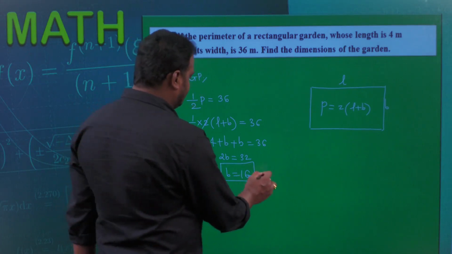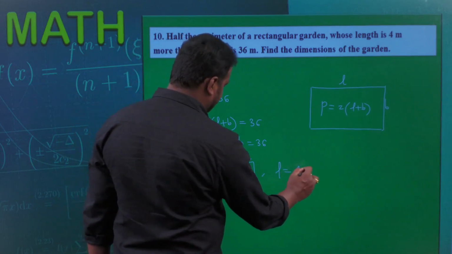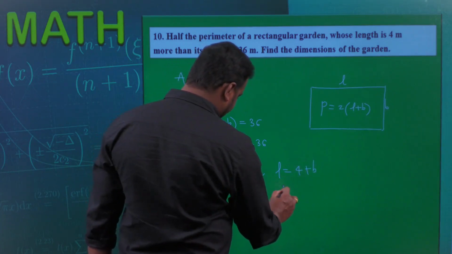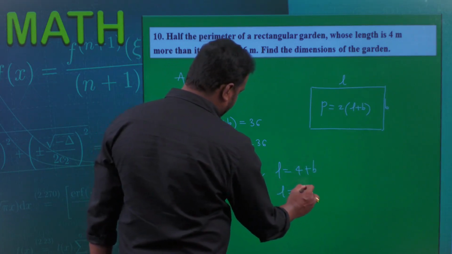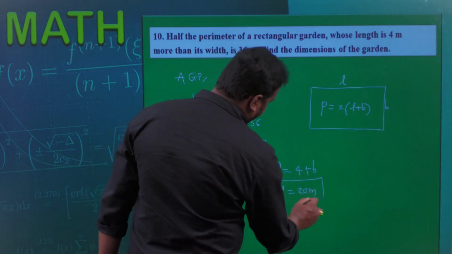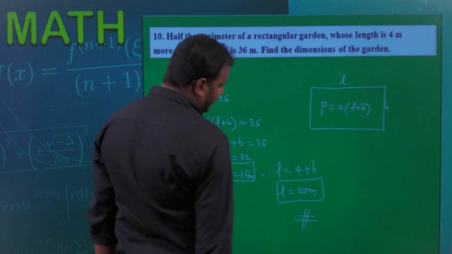And what about the length? Length is 4 meters more than its breadth. So 4 plus breadth, that is 4 plus 16 is equal to 20 meters. So this way we can answer this problem easily.